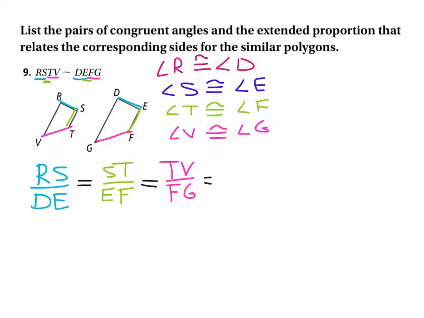And then finally, and this is the one that maybe is a little bit not quite so intuitive to some, is the idea that you have to now wrap around, because it goes R, S, T, V, and then the next vertex is R again. So we're really doing V to R and G to D. V to R divided by G to D. And that's the extended proportion that relates the corresponding sides, and that's those sides right there.